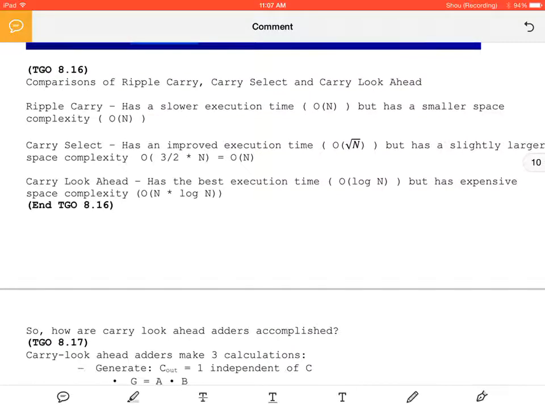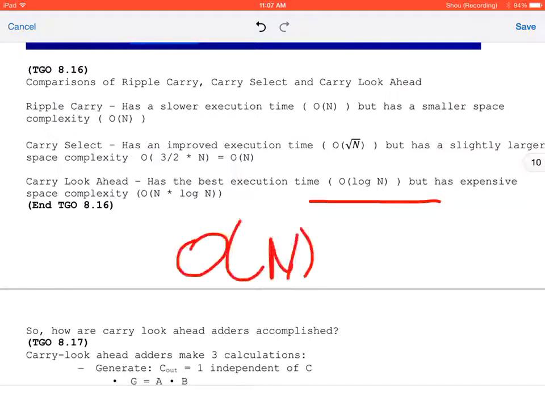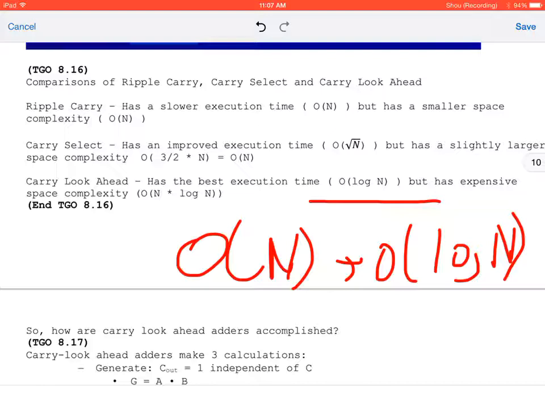Carry look ahead has the best execution time, big O of log of n. So it's going from big O of n to big O of log of n. If you have, let's say, 32 bits, it'll take 32 time slices for ripple carry, where log 2 of 32 is 5.